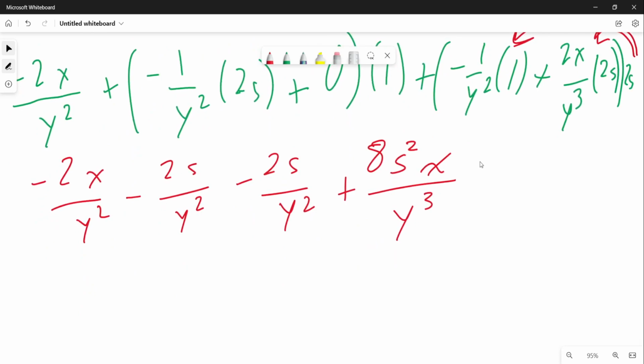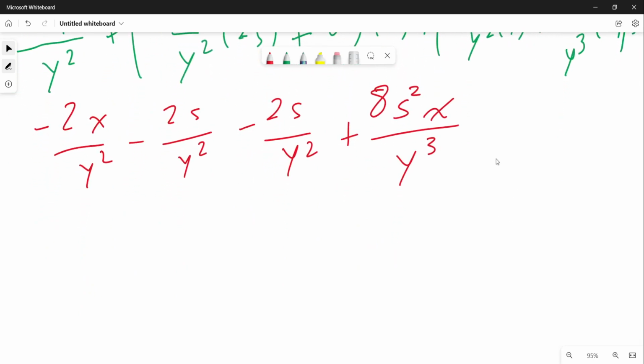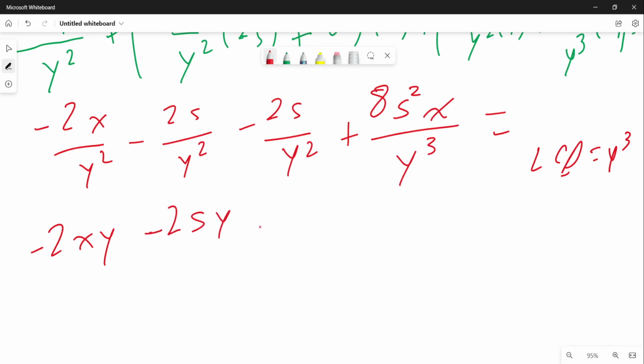Now, I'm going to try to simplify this before we plug in s's and t's here, because we want it to just be in terms of s and t at the end. But let's try and simplify this before. Let's get a common denominator. So the common denominator would have to be y to the third. We have a y to the third here, and these are y squared, so we can just multiply by y to make them y thirds. So it would be negative 2xy minus 2sy minus 2sy plus 8s squared x all over y third.